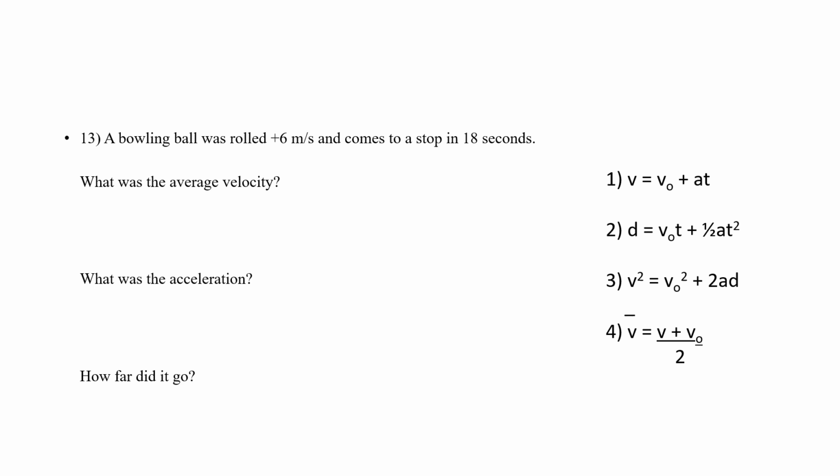Okay, here's the thing about something like this. In this question, we really have 6 variables. In a question like this, we're going to solve for all of them. What are you talking about, Pizzuto? A bowling ball was rolled. All right, let's really label this. It was rolled plus 6. It comes to a stop in 18 seconds. I have a t.